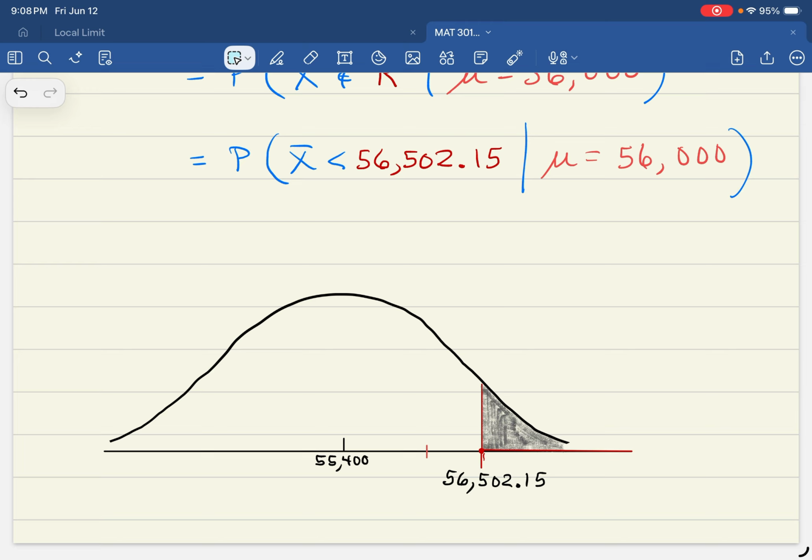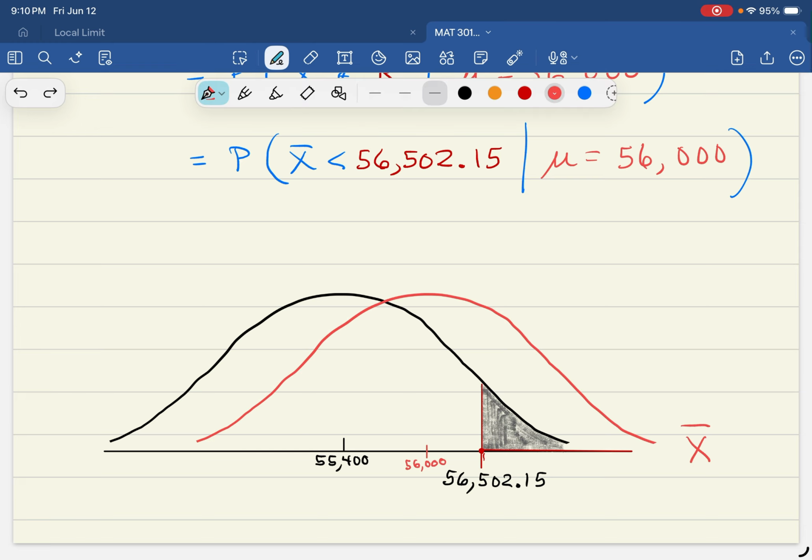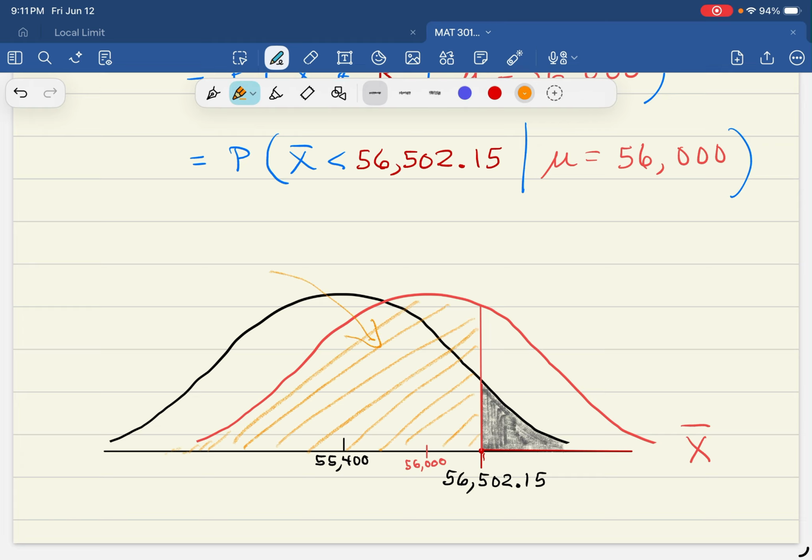So let's go back and look at the original setup we had when we conducted the hypothesis test. And then let's overlay this graph with the correct curve centered at 56,000. So we want to calculate the probability that x bar would be less than this threshold number which delineated the rejection region. That is, we want to calculate the area under the actual curve and to the left. So this area represents the probability of making a type 2 error in this particular case. In other words, this probability that x bar is less than $56,502.15, given that the center, the value of mu, is really 56,000.